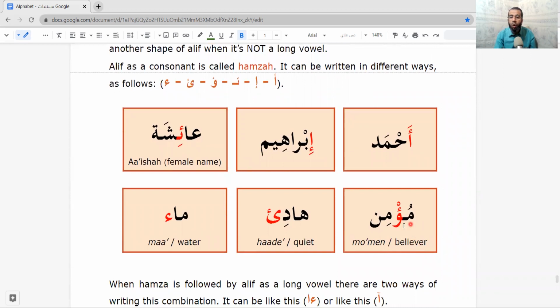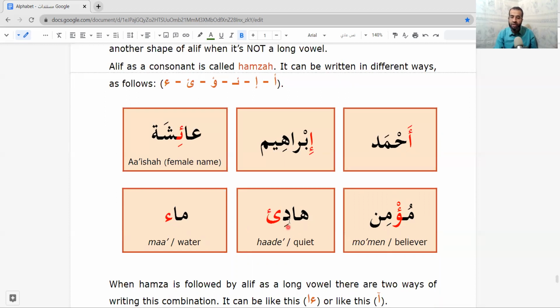Believer, mu'min. Here we have mim with dhamma followed by a. There is no wow here. We don't say mu. No. It's only mo, because this is hamza or alif written in this special way. So this is only mo. There is sukun here. So we say mu'min. And it can also be written like this.